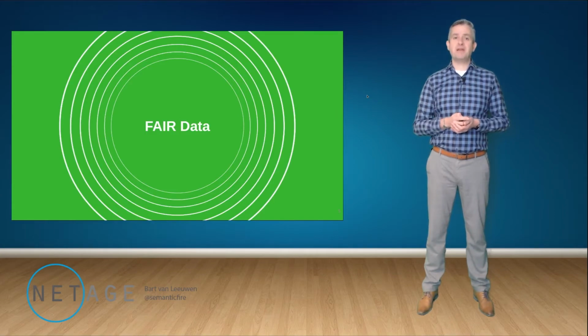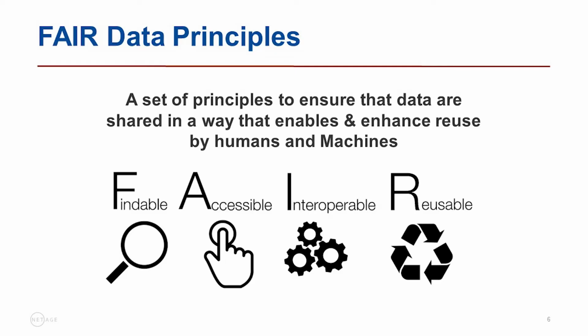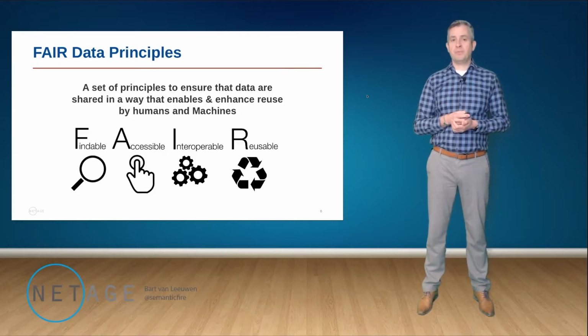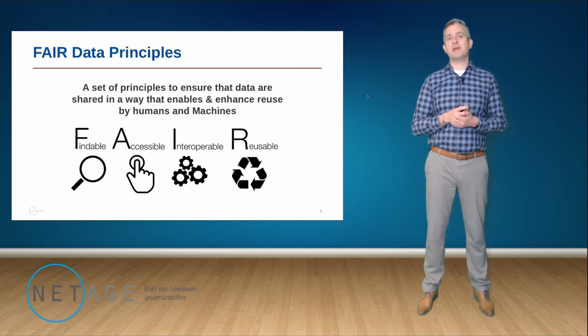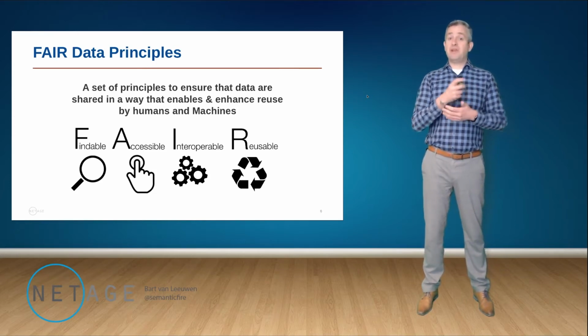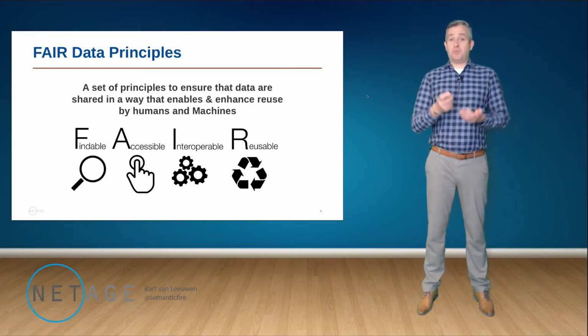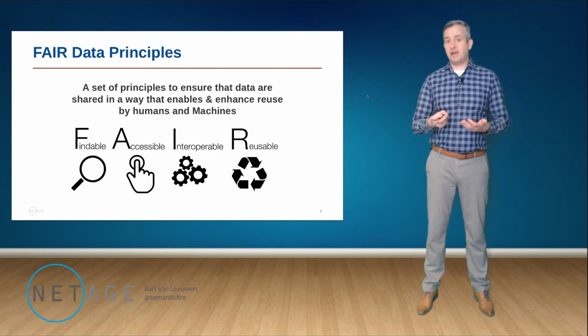So what is FAIR data? It's a set of principles to ensure that data are shared in a way that enables and enhances reuse by humans and machines. So make it findable, accessible, interoperable, and reusable. And as I mentioned in the intro, all of these things are absolutely applicable to this project. The FAIR data principles are more about putting people, who want to share data with each other, in a certain mindset so that the data can be shared.